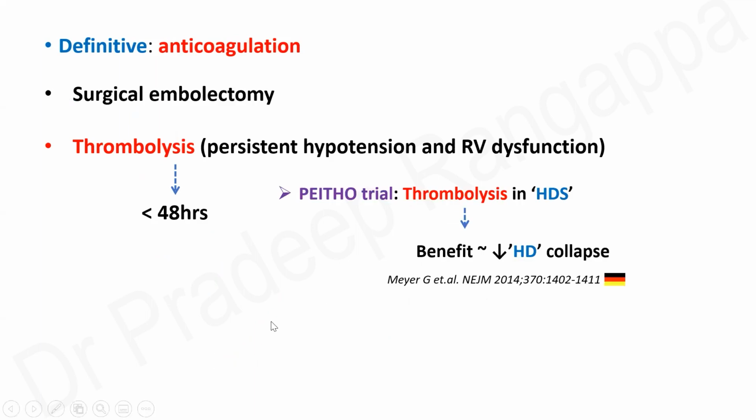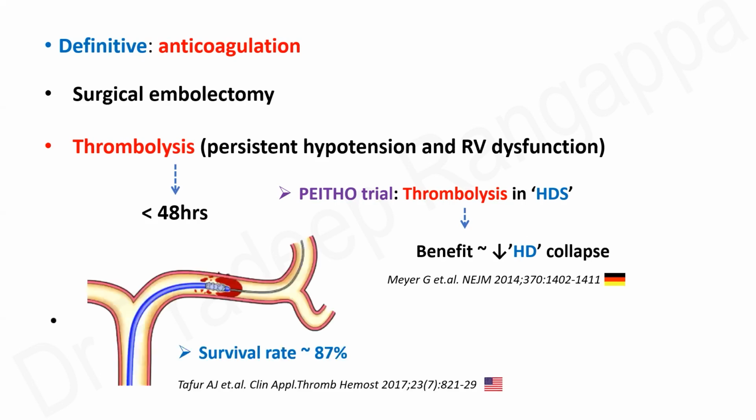So is there evidence for this? There is the PEITHO trial, which came from Germany, where they did thrombolysis in hemodynamically stable patients, and they found significant benefit in minimizing hemodynamic collapse by using thrombolysis. Although in this study there was no outcome benefit with regards to mortality, and there was increased risk of bleeding when they used thrombolysis in hemodynamically stable patients.